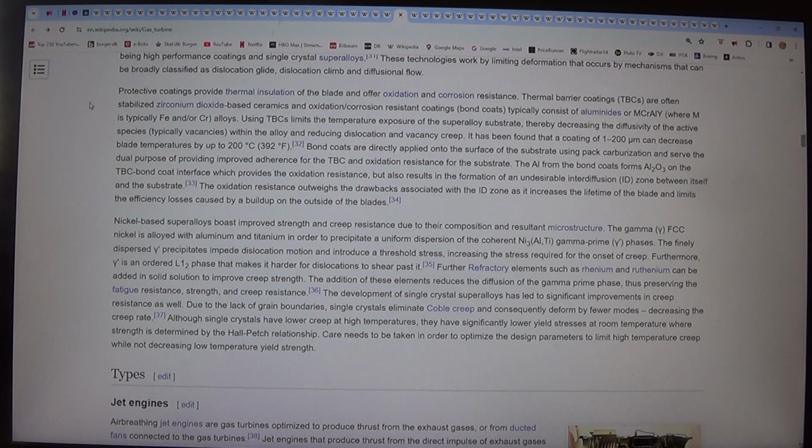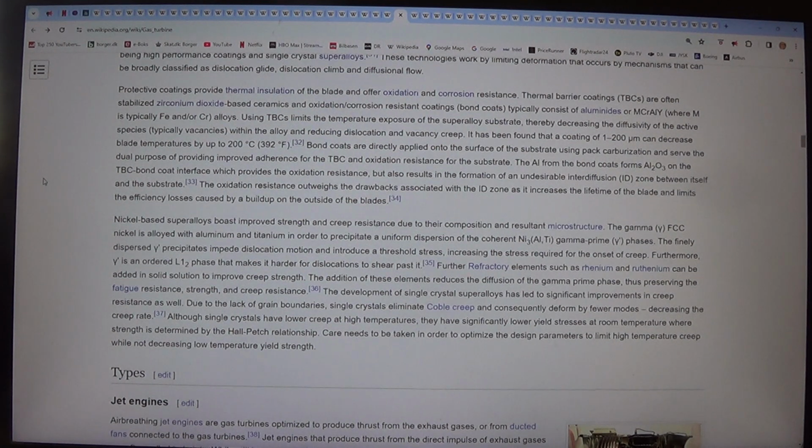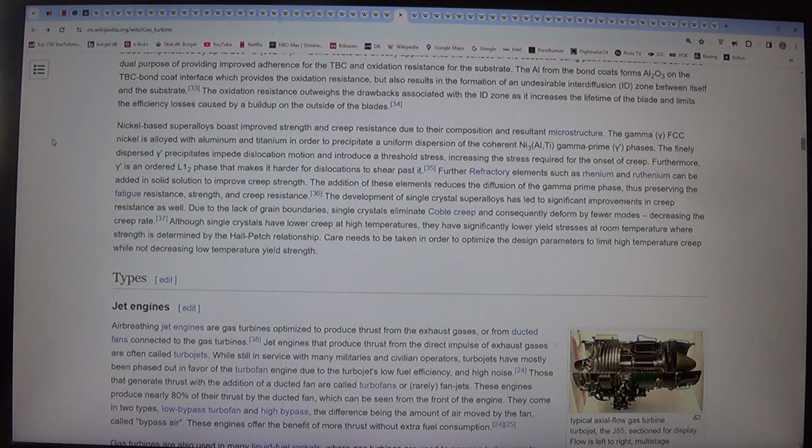Bond coats are directly applied onto the surface of the substrate using pack carburization and serve the dual purpose of providing improved adherence for the TBC and oxidation resistance for the substrate. The Al from the bond coats forms Al2O3 on the TBC bond coat interface, which provides the oxidation resistance, but also results in the formation of an undesirable interdiffusion, ID, zone between itself and the substrate. The oxidation resistance outweighs the drawbacks associated with the ID zone as it increases the lifetime of the blade and limits the efficiency losses caused by a buildup on the outside of the blades.